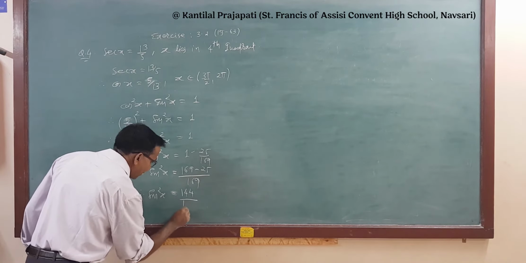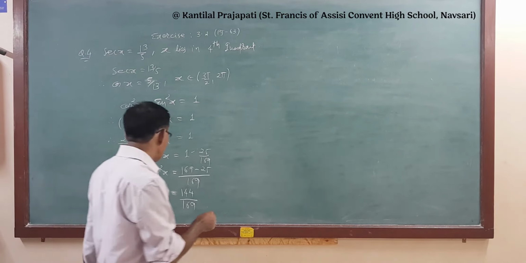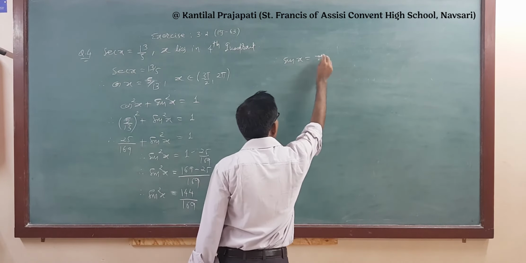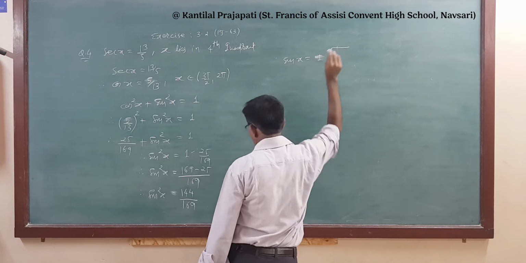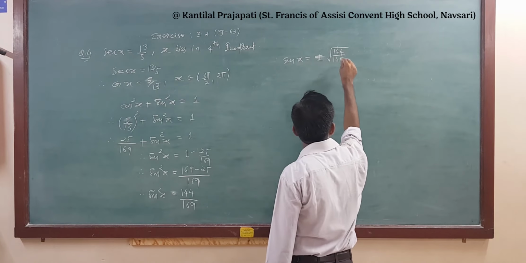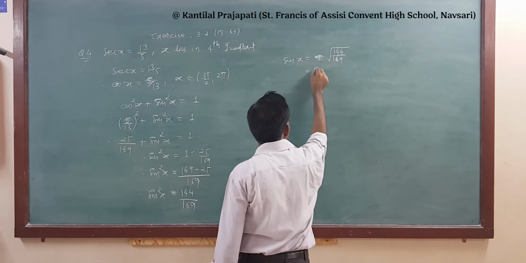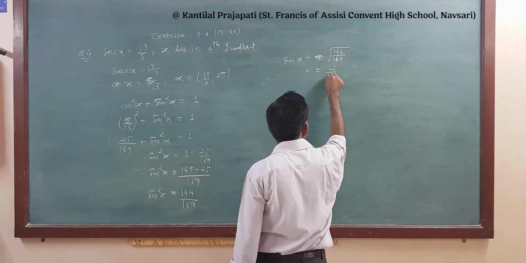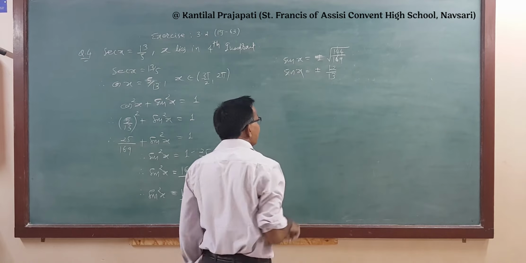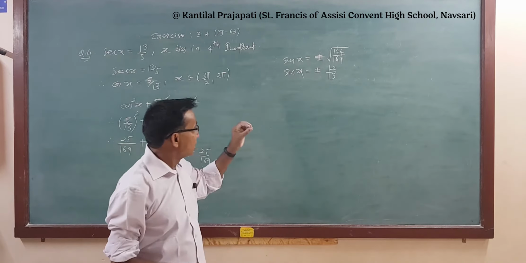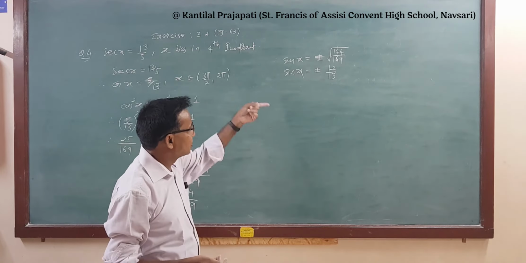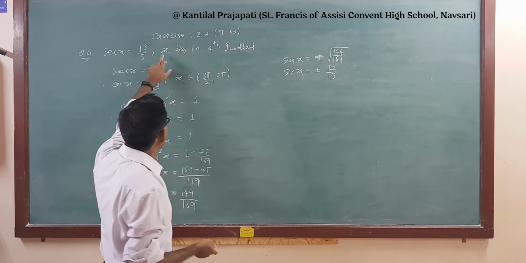144 by 169. So therefore sin x is equal to plus or minus square root of 144 by 169, and that is equal to plus or minus 12 upon 13. As we know, the value of any trigonometric function cannot have two values at a time; only one value is possible, and for that we have to check the condition.